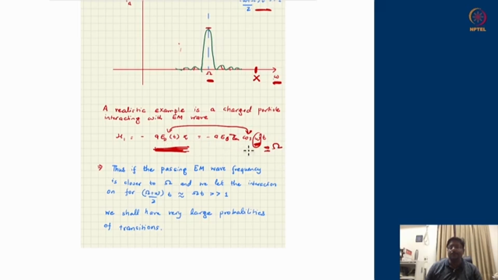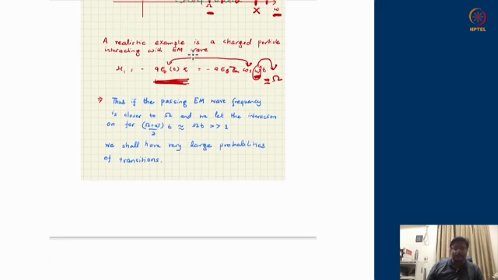If your frequency is much away from omega, then you will not expect anything to happen. If you are here, you do not expect at all anything to happen. If you are here, something small will happen. If you are here, something larger will happen. And if you meet the resonance, then the most prominent transitions will happen.